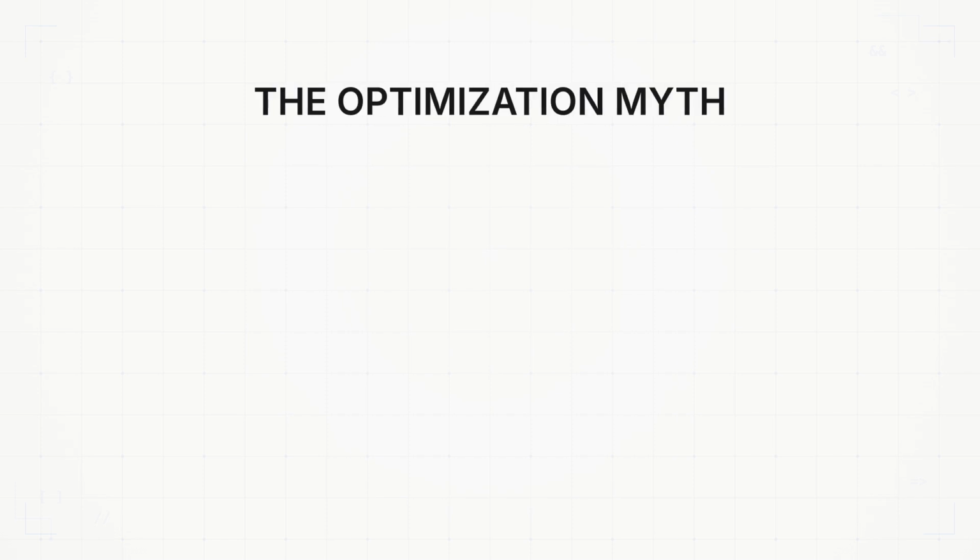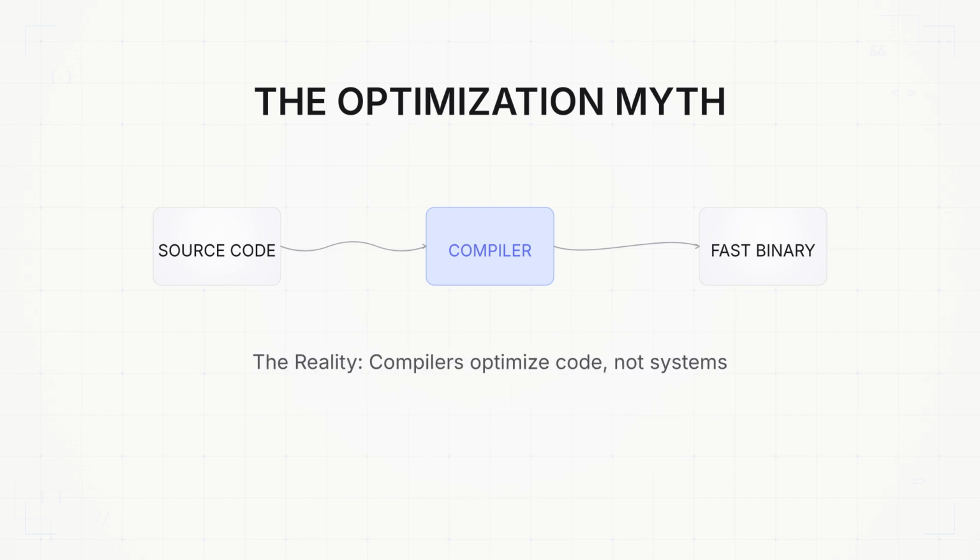There is a persistent belief in software engineering that we can write expressive, high-level code and trust the compiler to transform it into a perfectly efficient machine representation. We rely on flags like O3 or link time optimization to fix our abstractions. While modern compilers are marvels of engineering, they operate within a very narrow window of logic. They can fold constants, unroll loops, and inline functions, but they cannot fix a fundamentally broken architectural choice.